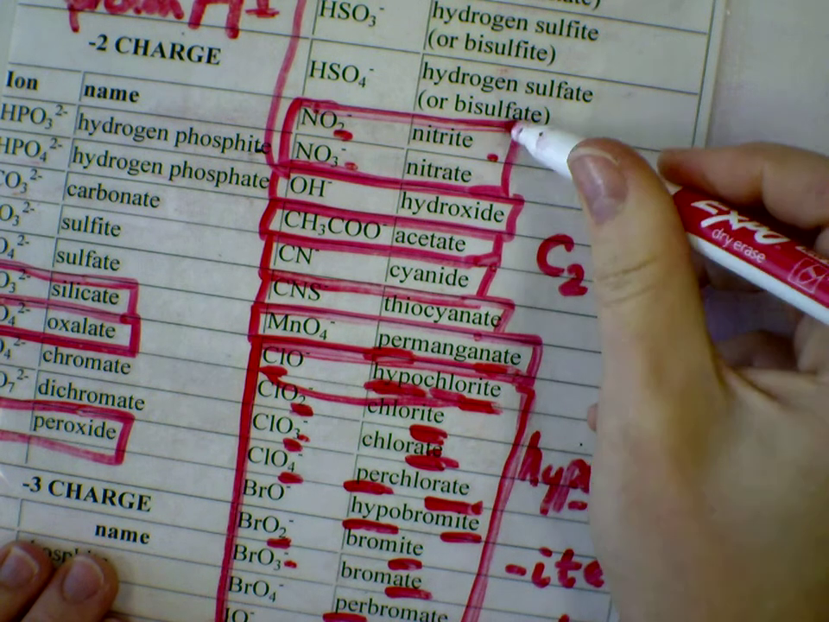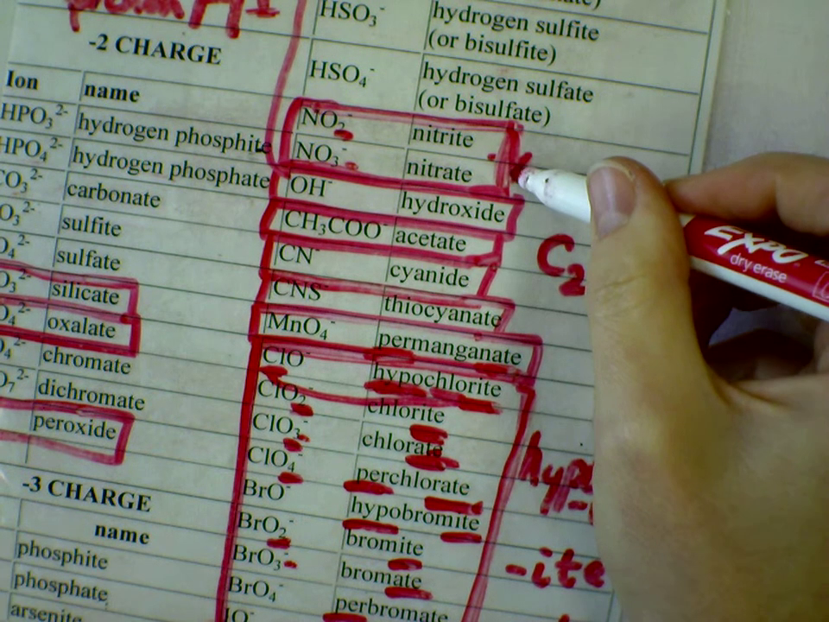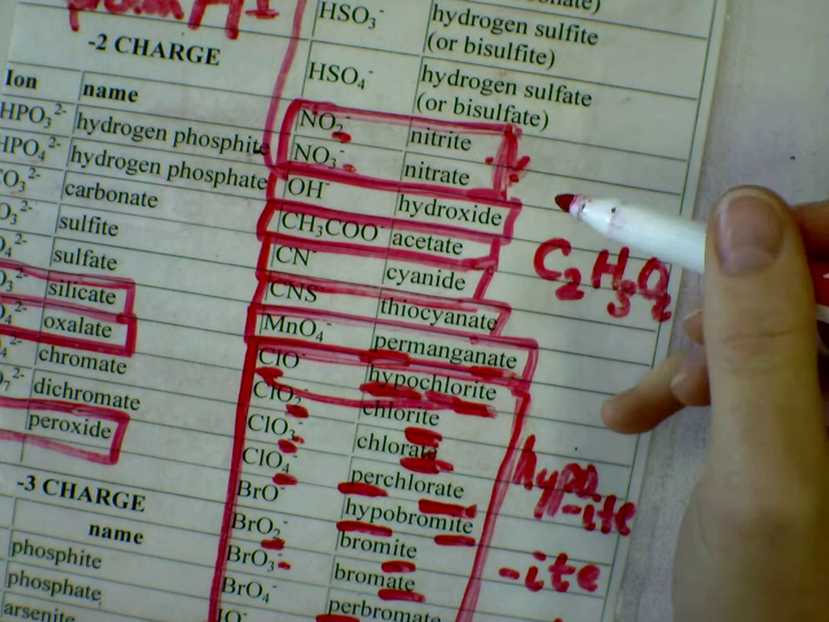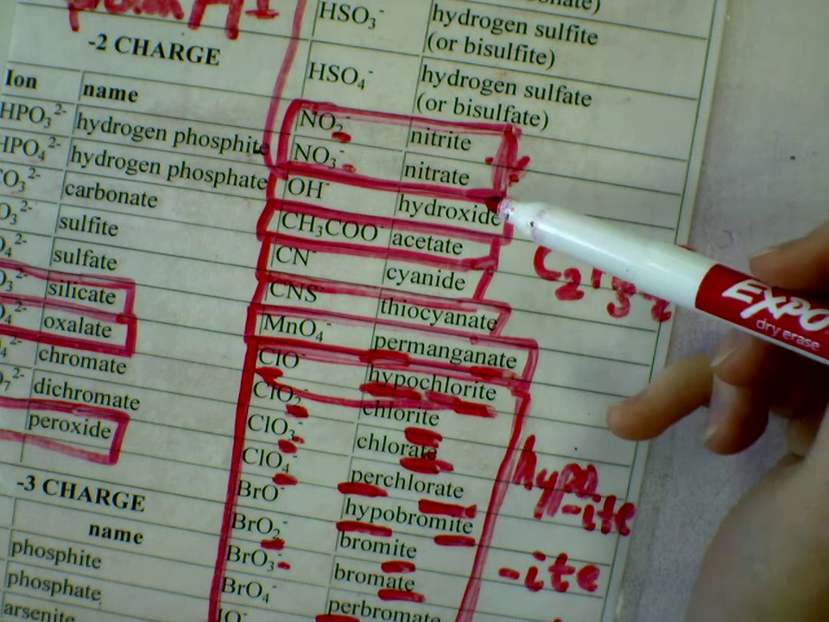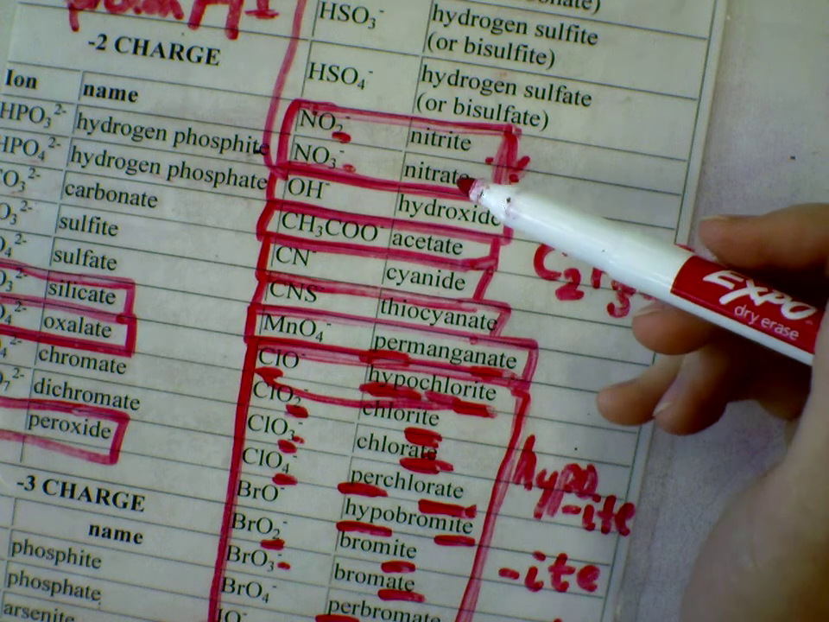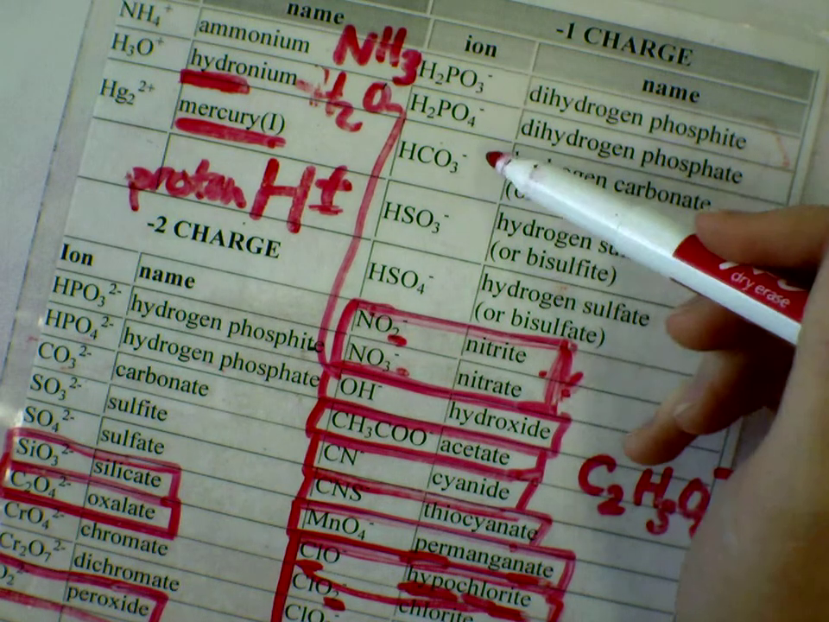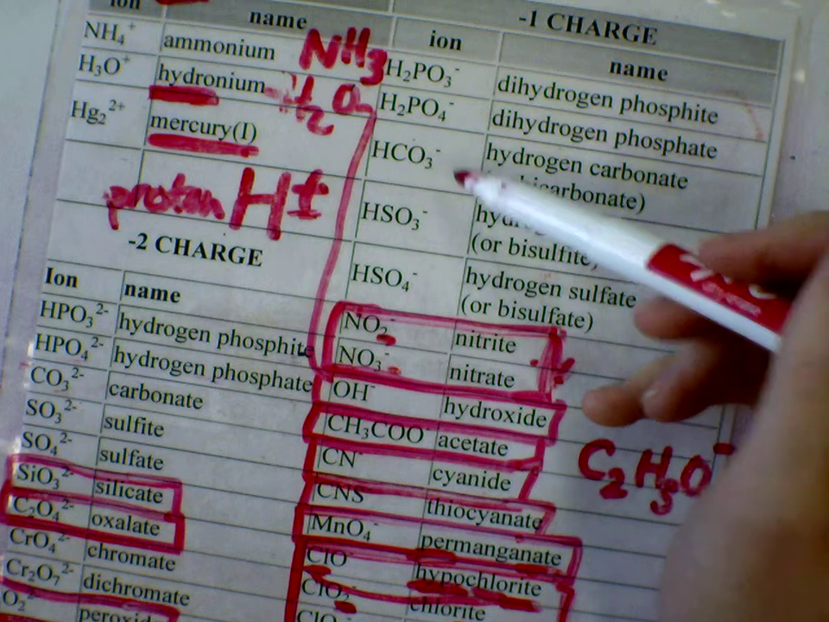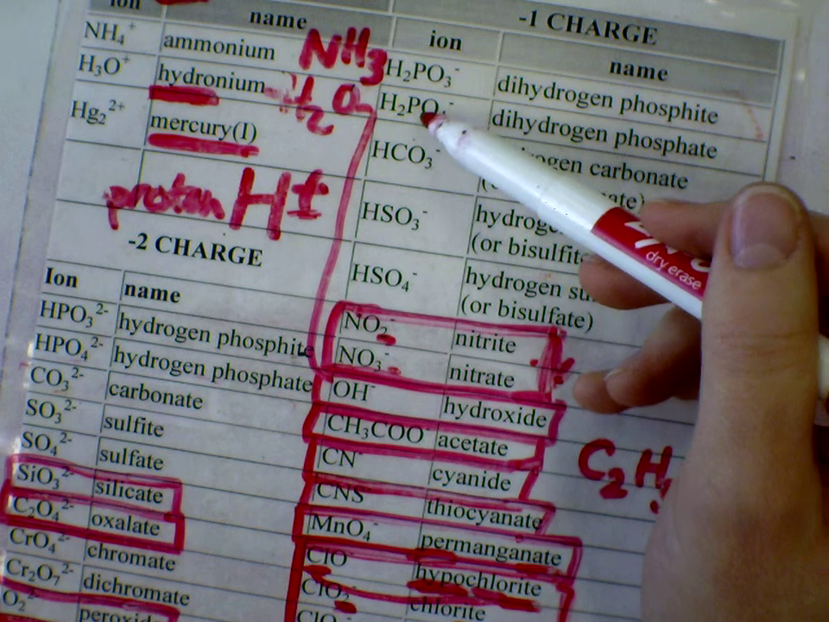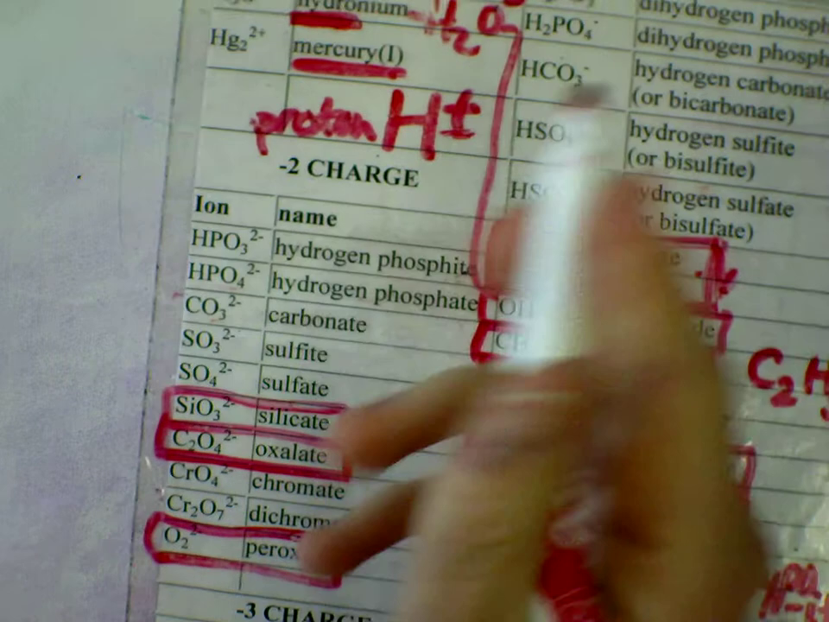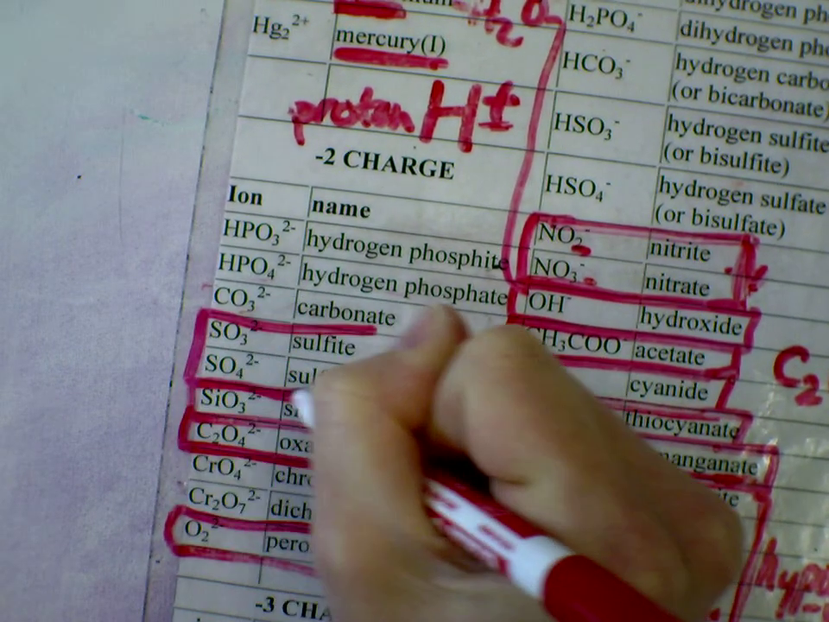We can use that on these ones, but you can't use it for every single one. Okay, so then it gets a little bit more complicated. The rest of the ions have a different -ite ending with the number of oxygens. So I'm going to look specifically at these two first.